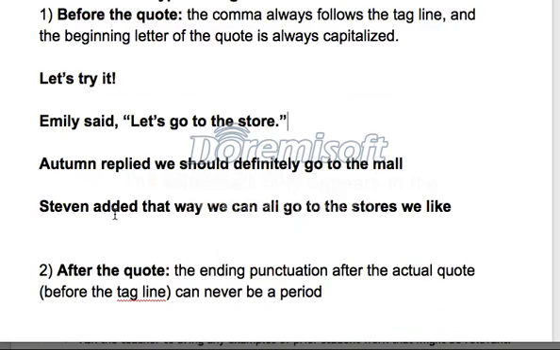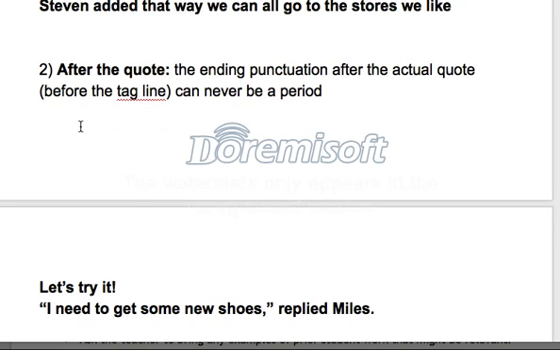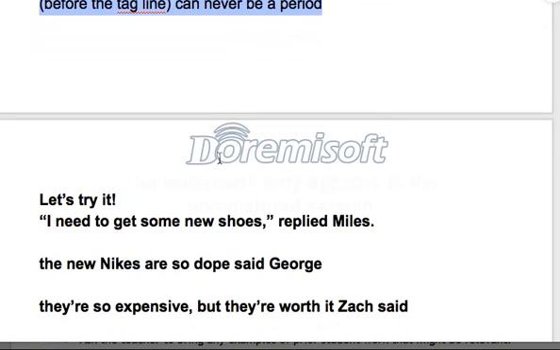All right, now that you've had a chance to look at those practice problems and talked about the correct answers with your group and with Mr. P, we're going to talk about the second rule today, which is when the tagline is after the quote. Again, tagline, who's doing the speaking or the writing, and we can actually put these after the quote as well. Now here's what the rule is. The ending punctuation after the actual quote can never be a period, because it's not the end of the actual sentence.